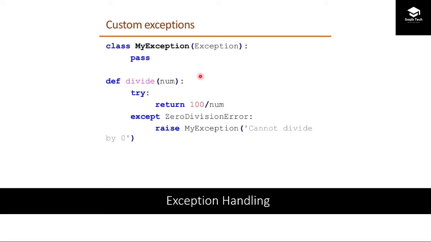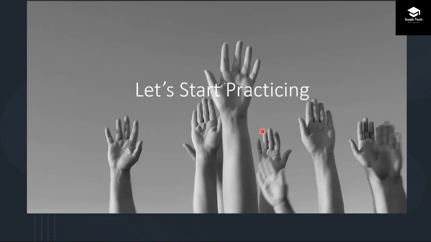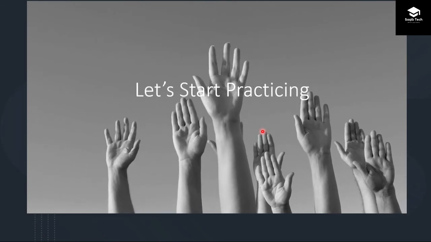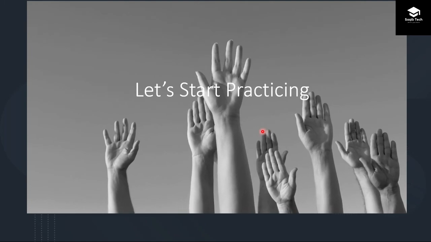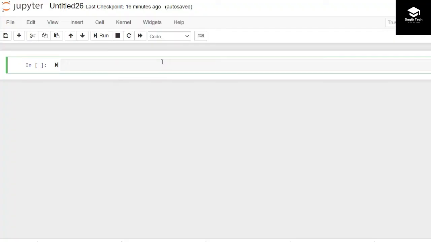So if I want to call my own exception on zero division, I will write the same except ZeroDivisionError, but inside that I will write raise MyException, and inside that I will write the message of the error, okay. So that was about today's lecture. We must practice to master it. So let's quickly practice exception handling.